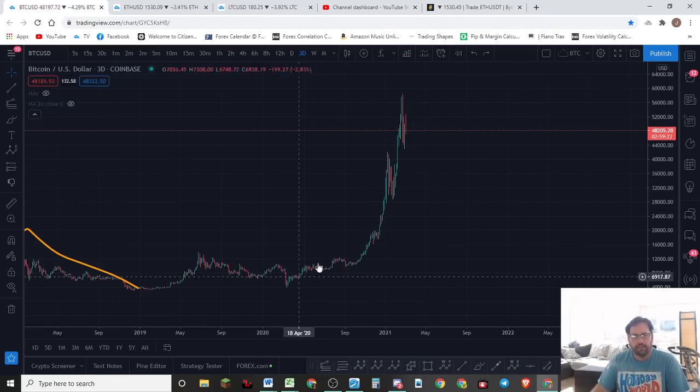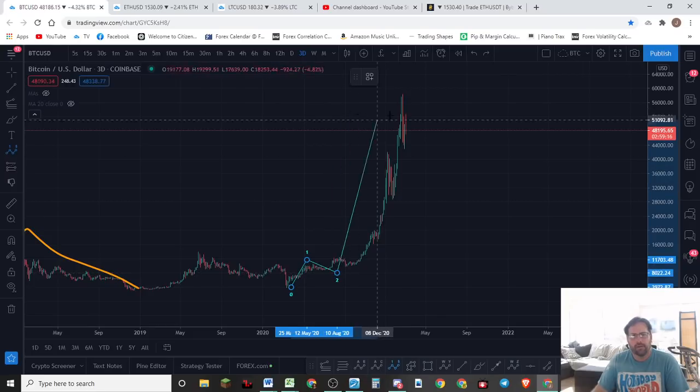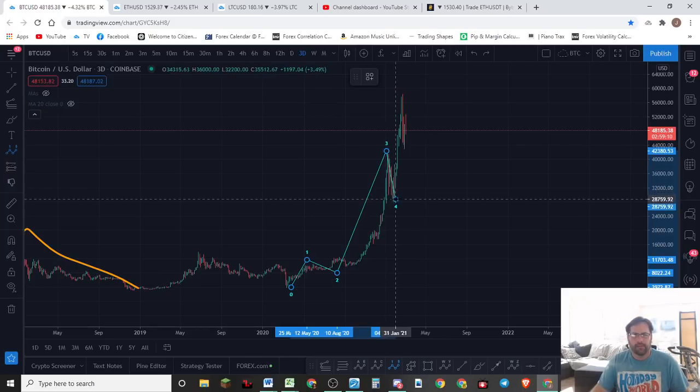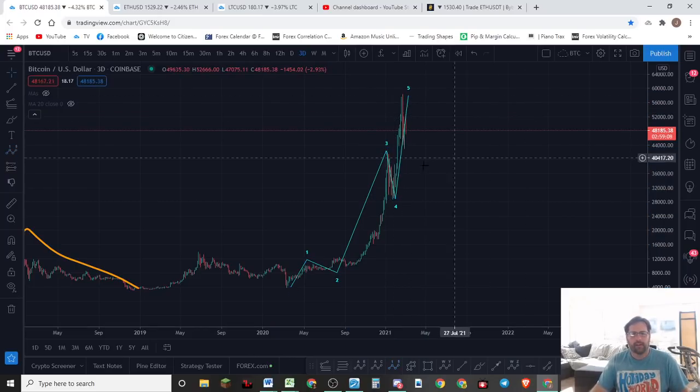Now, we're looking at this third wave. We're in the third wave of the third, and I think we've finished the third wave of the third. What we've got is 1, 2. And that 1, 2 might come up here. It doesn't matter, to be honest with you. This could be 3, 4, and 5 right there. And so there are 5 waves in the third wave.